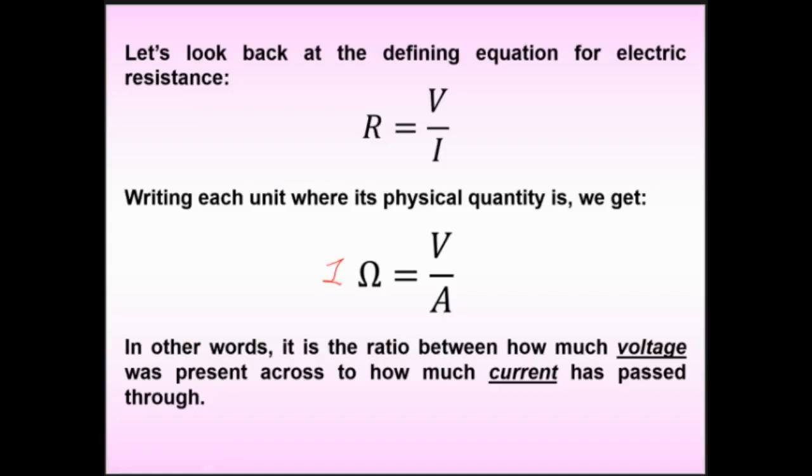1 ohm means you measured 1 voltage using the voltmeter and 1 ampere using the ammeter. So what does it mean if something has 100 ohms of resistance? Exactly. If you pass 1 ampere through and you measure, you're going to measure 100 volts deflection.